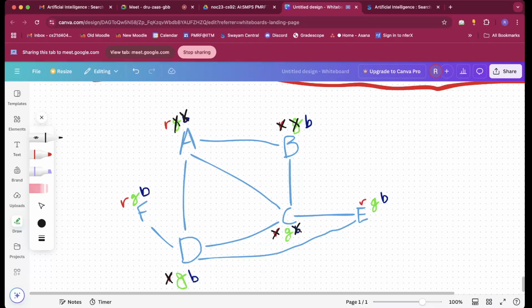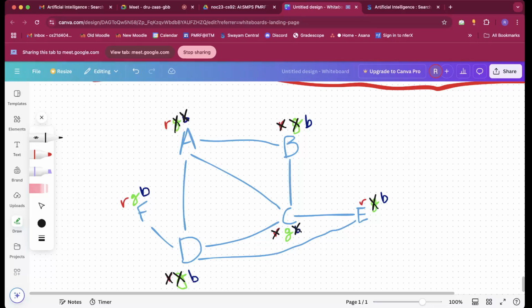C can only be assigned green, and because C is assigned green, we can cross out green from E as well as D, because they both are adjacent to C. So green cannot be assigned to either D or E.